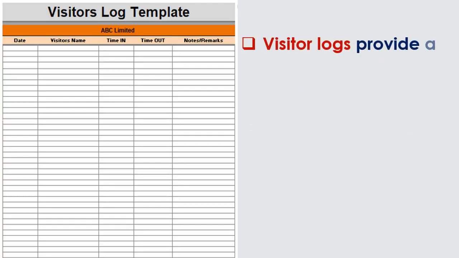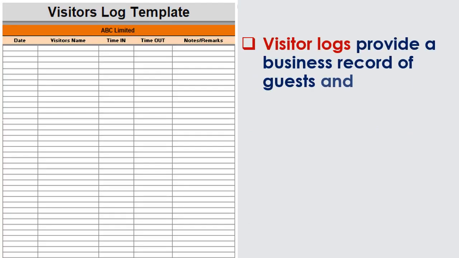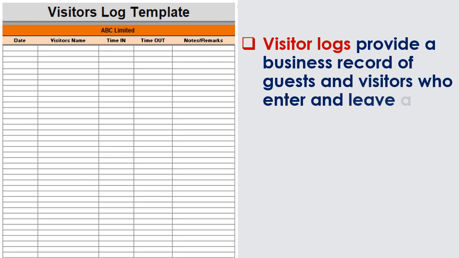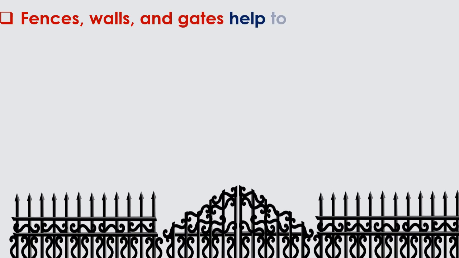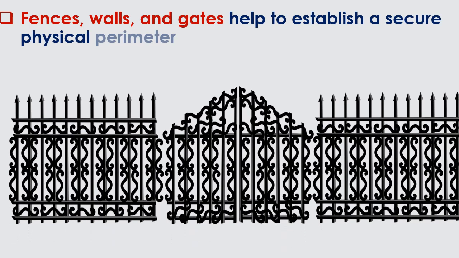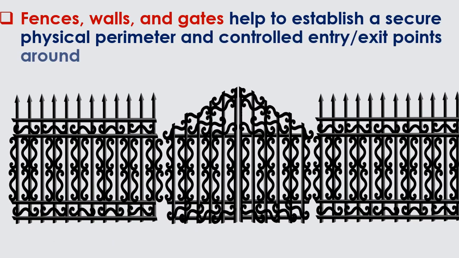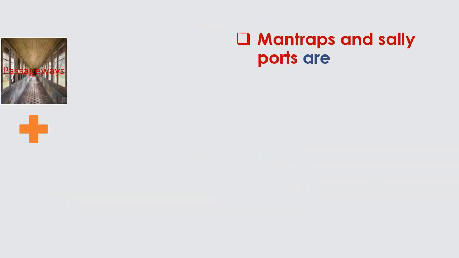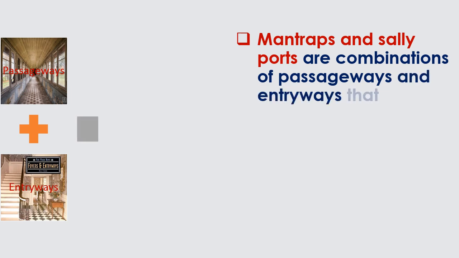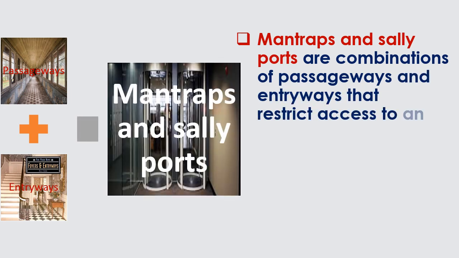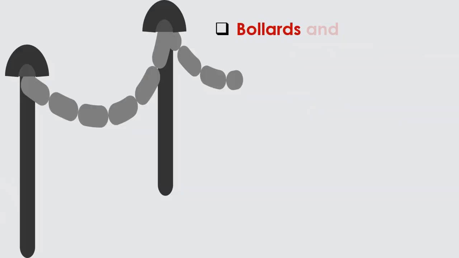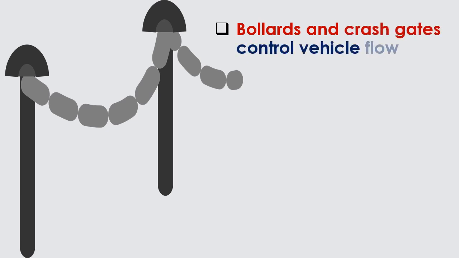Visitor logs provide a business record of guests and visitors who enter and leave a facility. Fences, walls, and gates help to establish a secure physical perimeter and controlled entry and exit points around a building or facility. Man traps and sally ports are combinations of passageways and entryways that restrict access to an area. Bollards and crash gates control vehicle flow.